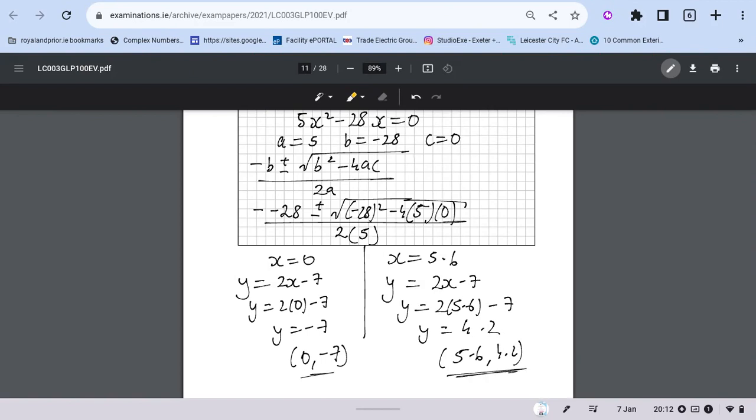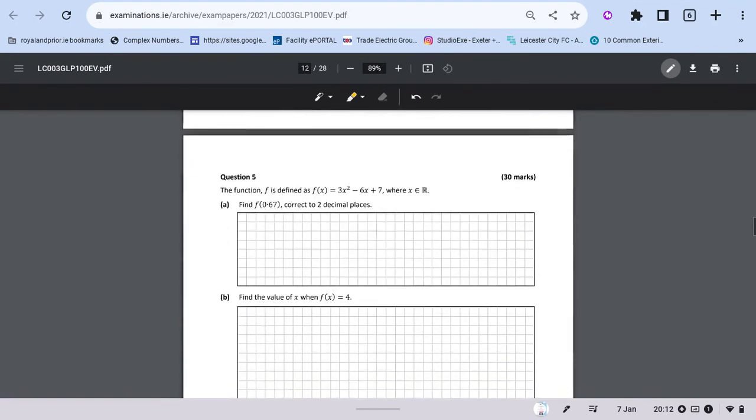Don't be getting worried about not writing it together as a point. That's just my point written as x, y. Put my two answers together because it's telling me where they intersect.